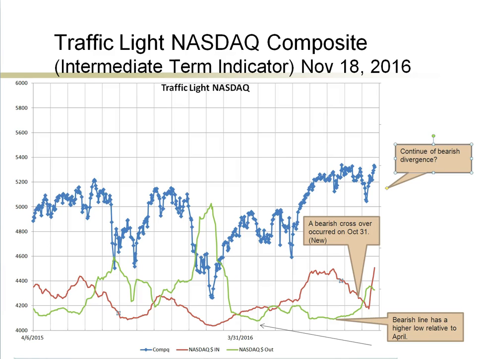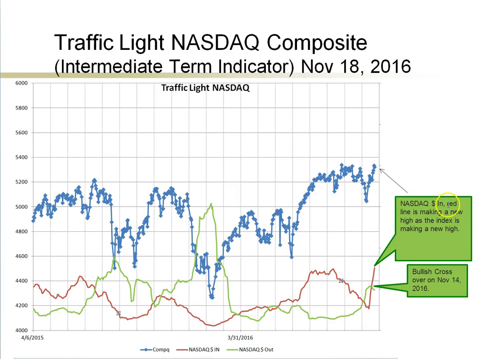Before going to the bullish trades analysis, let's see if there are any bearish trades on NASDAQ Composite. Potentially, there could be a continuous bearish divergence. And the bearish line has reached a higher low relative to April. And there was a bearish crossover. And now, in the next slide, I'll talk about the bullish trades.